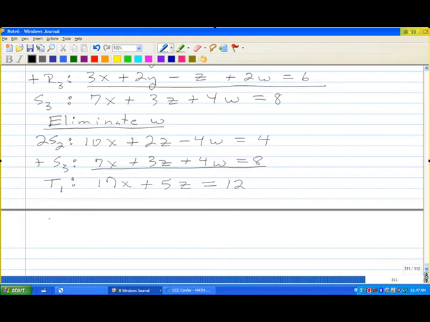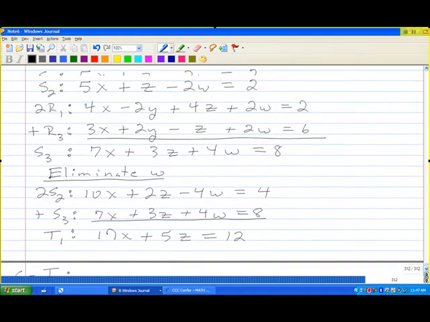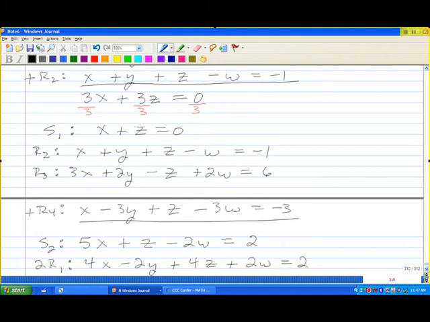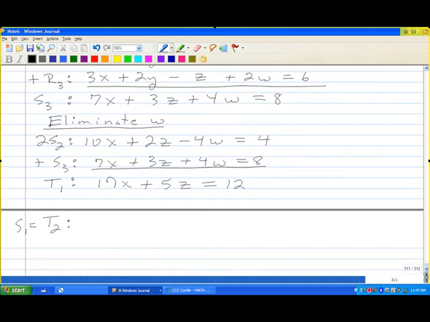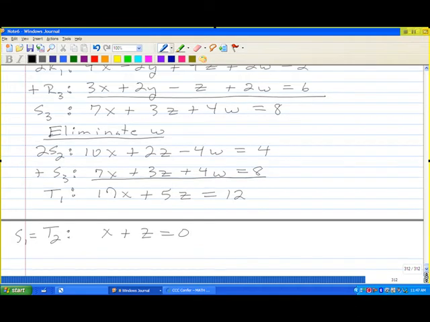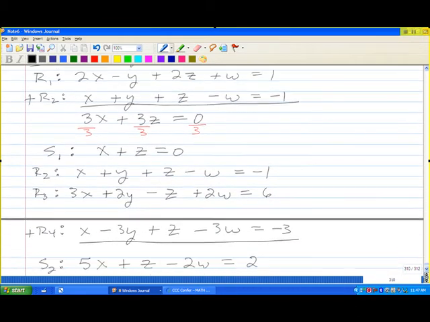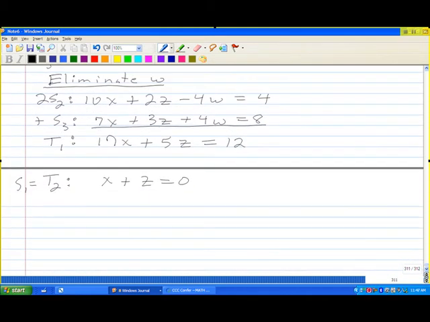I also had T2, which is really my S1, x plus z equals 0. Okay, so I have two equations, two unknowns. Let's eliminate z.